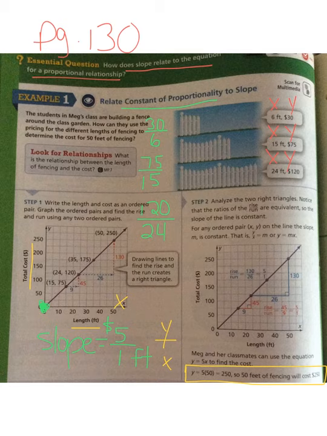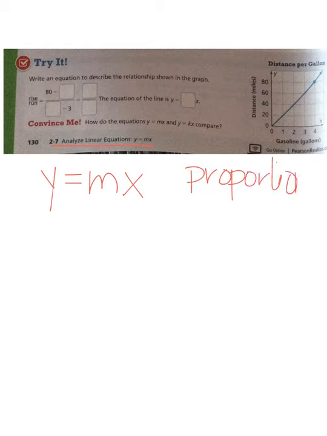So let's go ahead and look at my next slide and the try it. Now, of course, on this try it, it's asking us to write the equation. They've set the equation up for you. And I want you to write this down. Our equation here, analyze linear equations in y equals mx. This is our equation when we have a proportional relationship. Write this down.